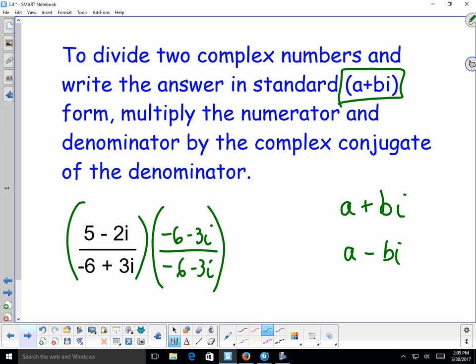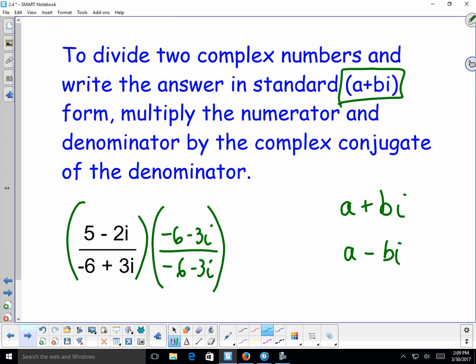So in this case, would you please take a moment to multiply your numerators together using FOIL, multiply your denominators together using FOIL or the a plus b times a minus b technique for difference of two perfect squares, and see what you get for your answer.